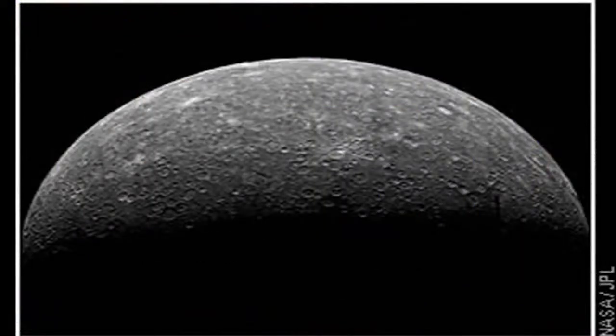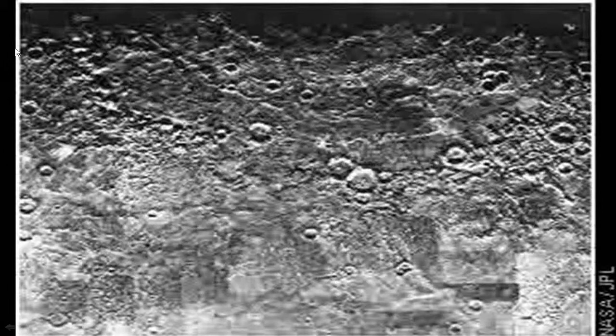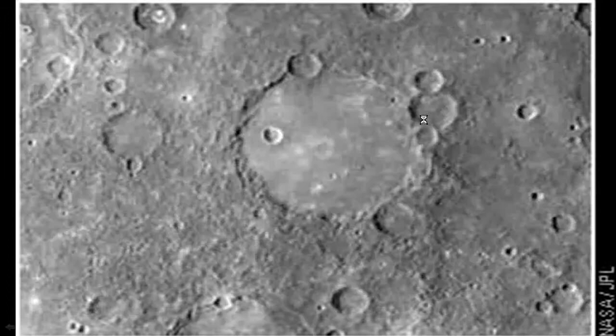These are pictures taken by Mariner 10, which is NASA's probe to look at Mercury. So we're just looking at the surface. Pictures taken in the 1970s by Mariner 10. Here's a look at the surface. You can see the craters and smaller craters, some of them impinging on the larger craters.